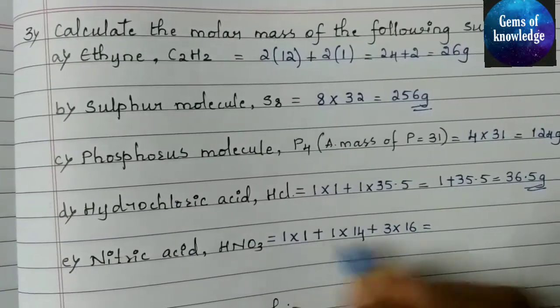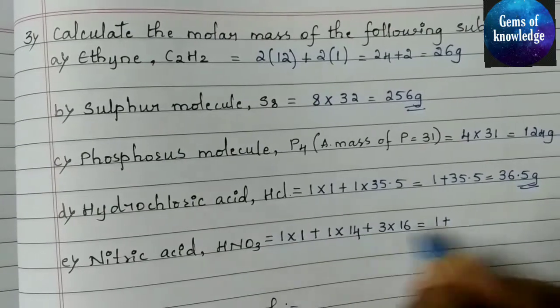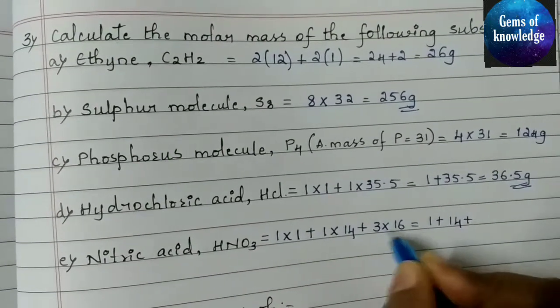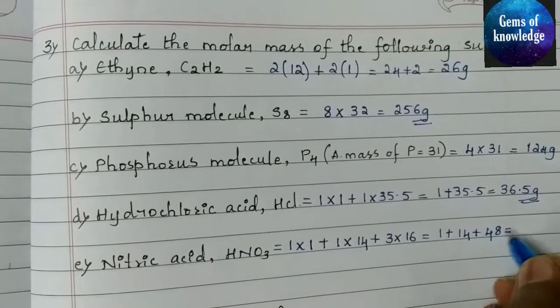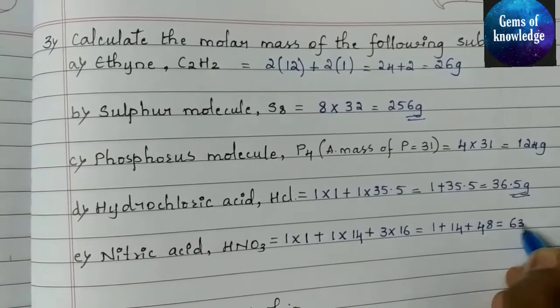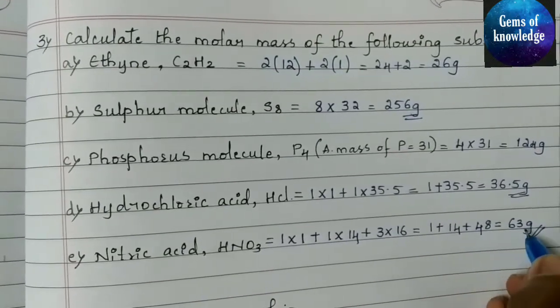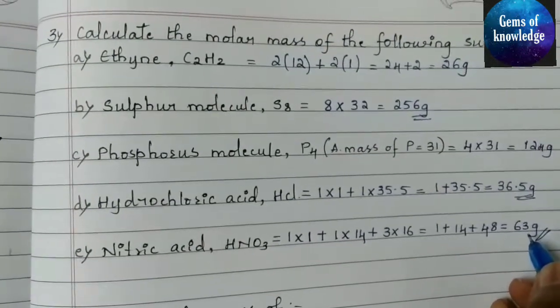So we will get 1 into 1 is 1, plus 1 into 14 is 14, plus 3 into 16 is 48. So we will get the answer here as 63 grams. When we add this, we are going to get the answer as 63 grams. Okay.